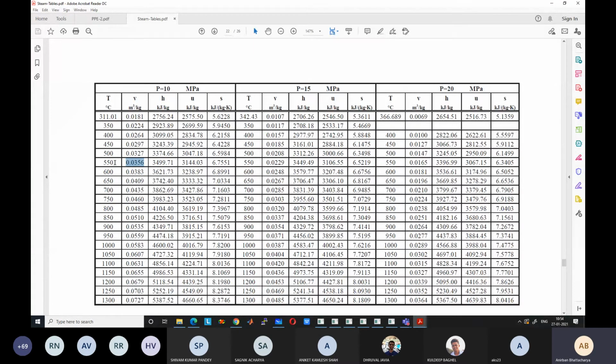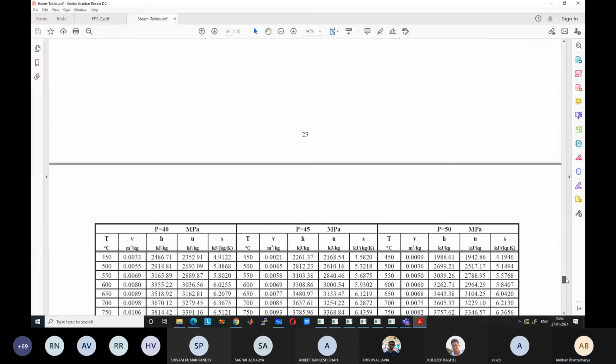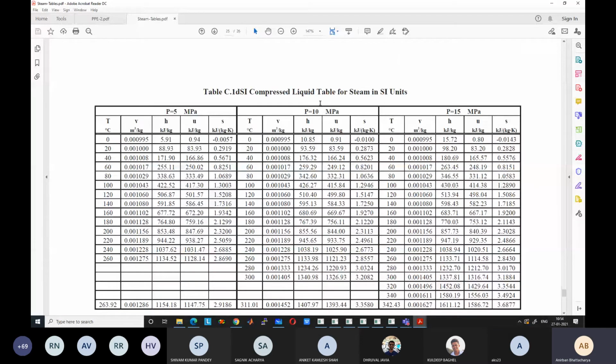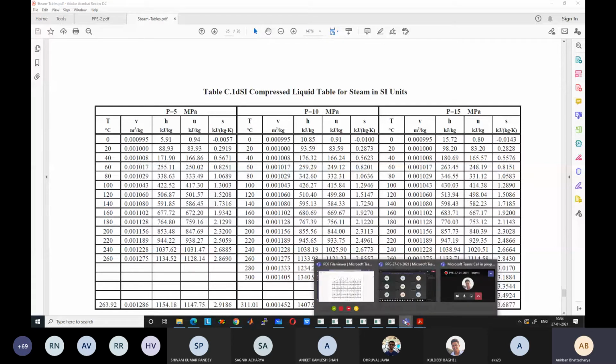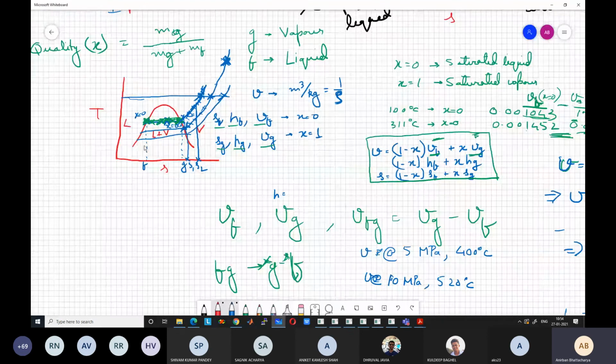Now there is another table. We will finish this class quickly, which is for the compressed liquid. Compressed liquid is which part? The subcooled liquid. Sorry, not this one. For this region, there is another table, but in many books, this table is not there. This is not very important, so we will also not be using this table, the subcooled region table.